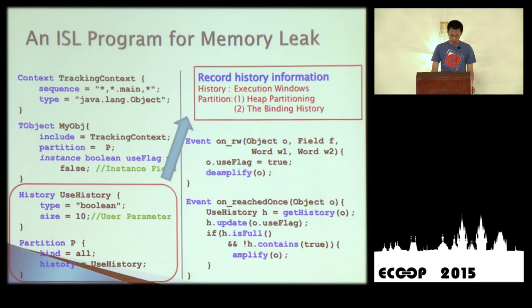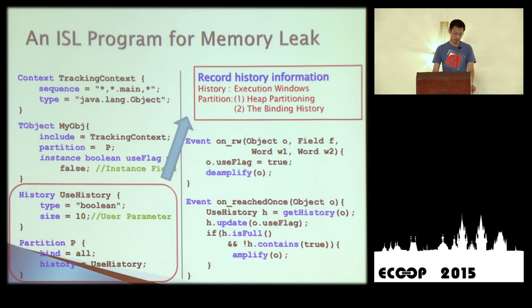And what is the heap partition instance? It's defined in the partition. In this example, the partition equals R, which means we treat each object as a separate heap partition instance. And we also associate each partition instance with its corresponding execution window. So in this example, each object is a heap partition instance, and we have an execution window for each object to store the use history.